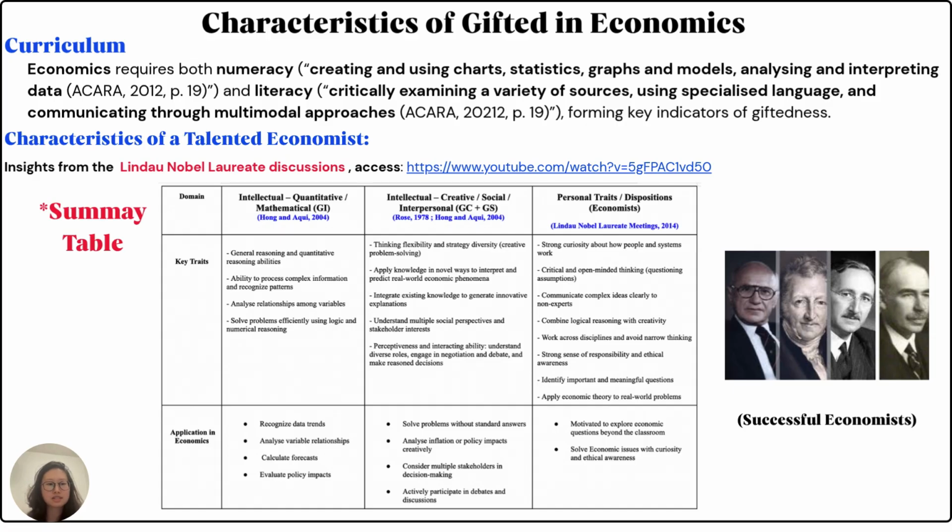In economics, this is particularly important because the subject requires both numeracy and literacy. According to Akara, students need to analyze data, interpret graphs, understand relationships, and also critically examine resources and communicate ideas effectively. From DMGT's perspective, this involves multiple domains. According to Gagné, it primarily draws on general intelligence ability, GI. Aqua and Hong 2004 found that mathematically gifted students can efficiently process information and form complex logical connections.